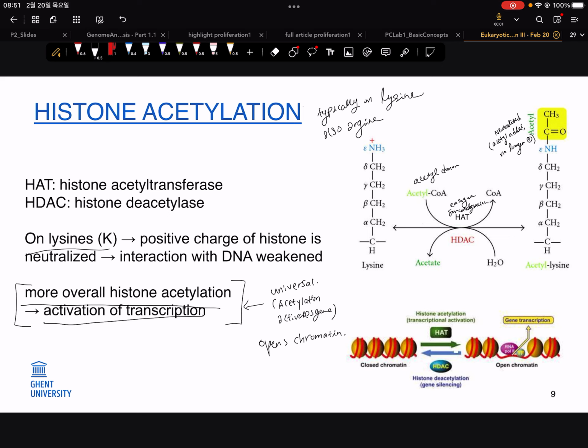So in the cell, there are enzymes that do that, and those enzymes are called histone deacetylases. They will remove acetyl groups from the N-terminal histone. So that typically leads to transcriptional activation, while this direction leads to gene silencing.